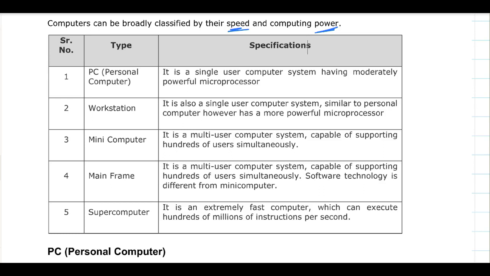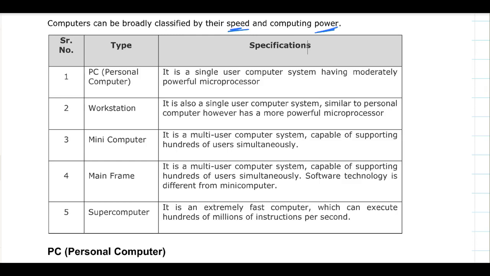We will discuss them in details. First of all, we highlight them. The other one is called a workstation. It is also a single user computer system that is similar to personal computer, but has more powerful microprocessor. There is a mini computer, which is a multi-user computer system capable of supporting hundreds of users simultaneously.